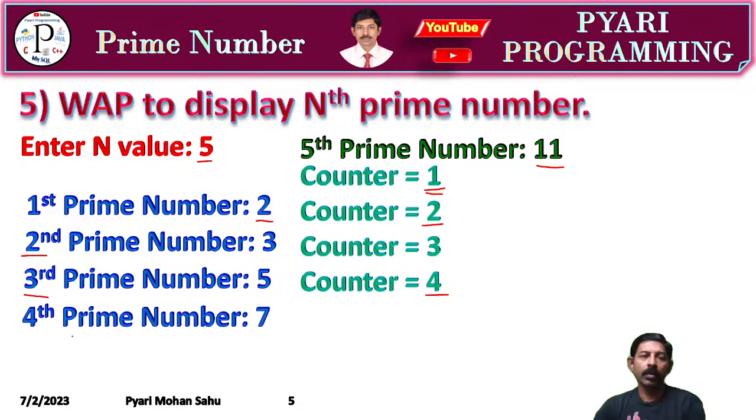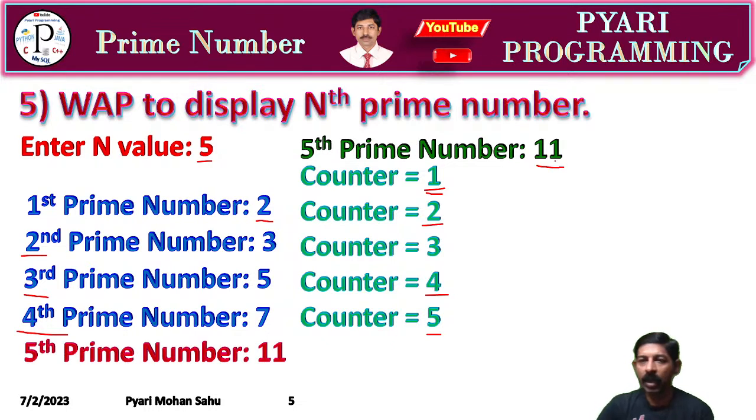Again, I will check for the prime number. Whatever prime number I am going to get, that will be my fourth prime number. So increase the counter again, it becomes 5. Again, look for the prime number because I am saying that counter begins from 1.